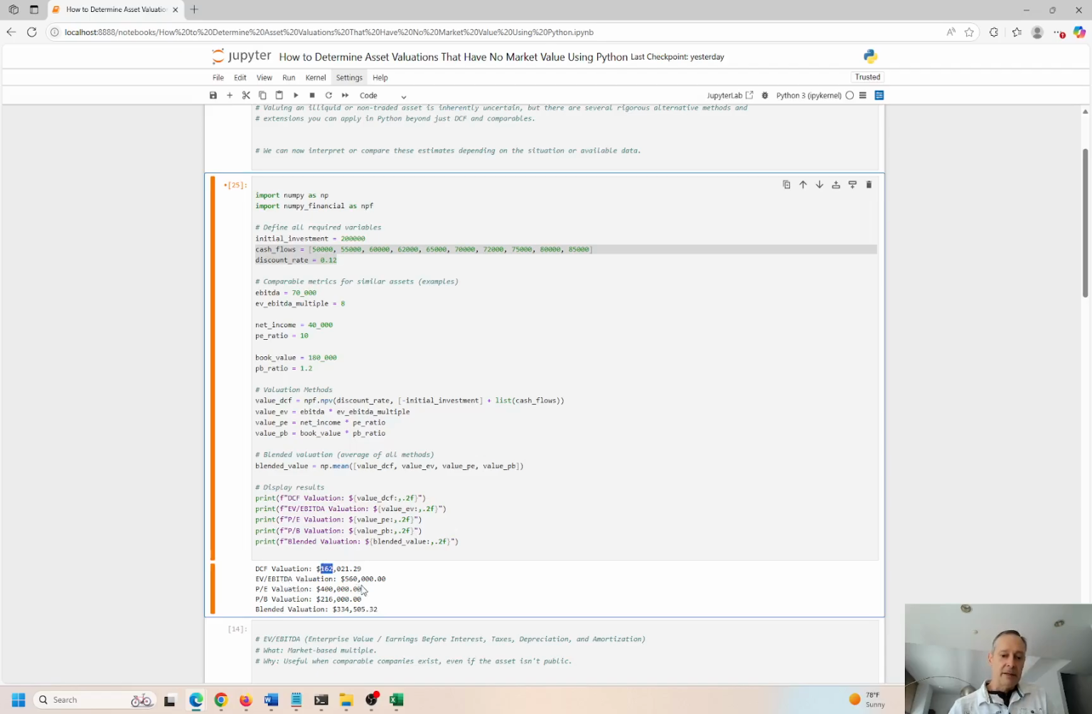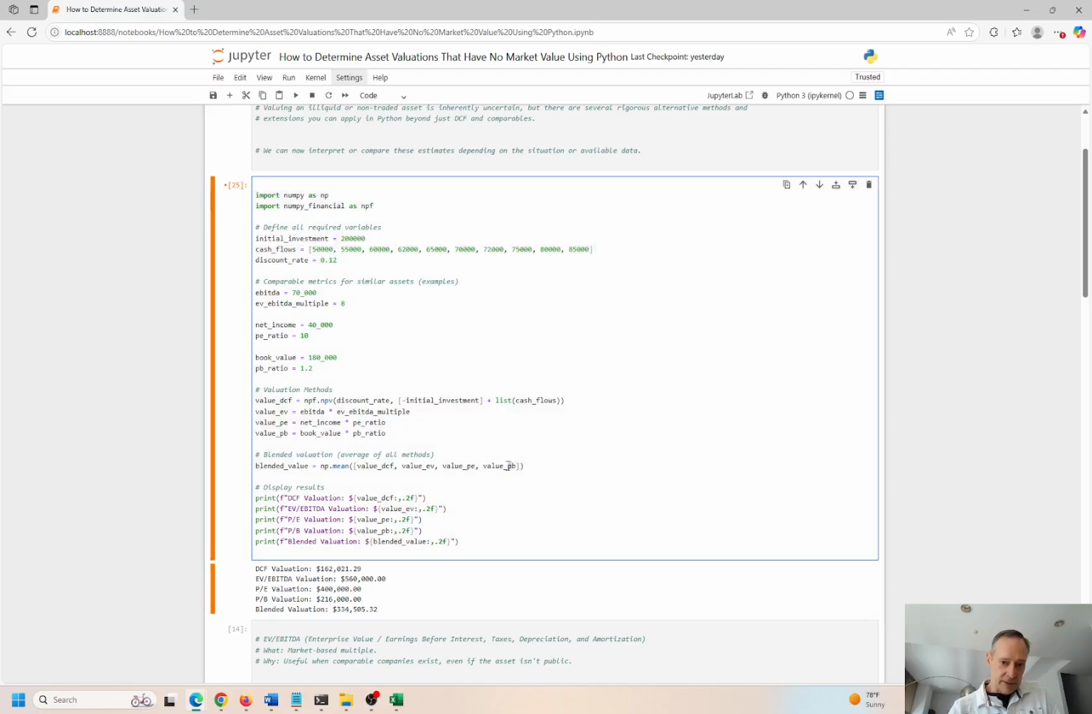The EBITDA is 560,000. The price to earnings is the price that you pay to earn this amount of money is 400,000. Price to book is 216, and the blended, which is the average of all these right here, price to book, PE, earnings value, and DCF, is 334,000.